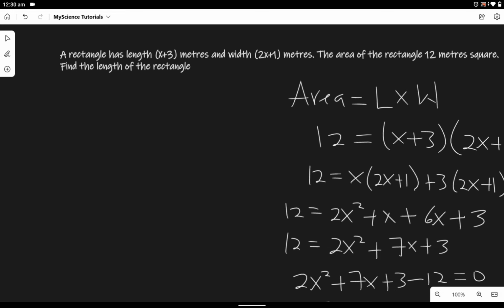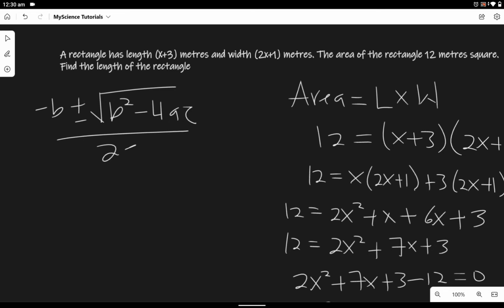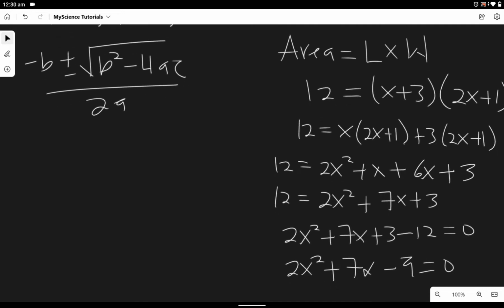Okay, so for us to be able to solve that equation, we use the formula. So we use the formula minus b plus or minus the root of b squared minus 4ac, all over 2a. This is the formula that we are going to use to solve the problem.